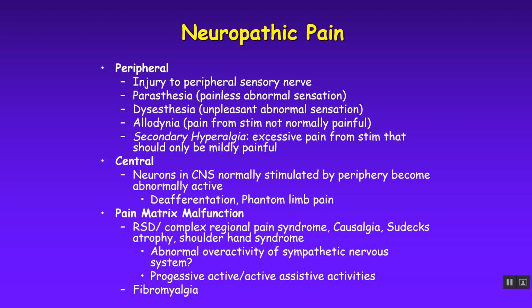So now we're going to focus on neuropathic pain a little bit. It can happen in the periphery, okay? You can have peripheral neuropathic pain, you can have central neuropathic pain, or you can have pain matrix malfunction, which involves both peripheral and central neurons that are involved with pain transmission, okay? With peripheral, it usually involves some injury to the peripheral sensory nerve. There are some terms we use to describe some of this neuropathic pain.